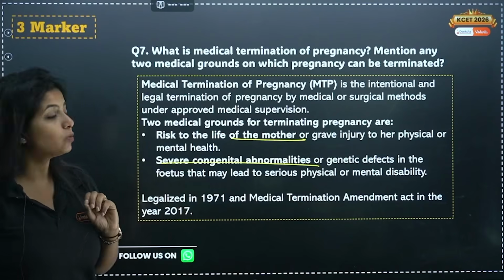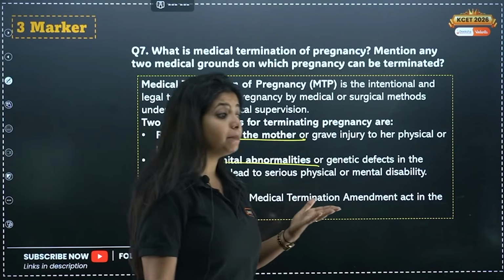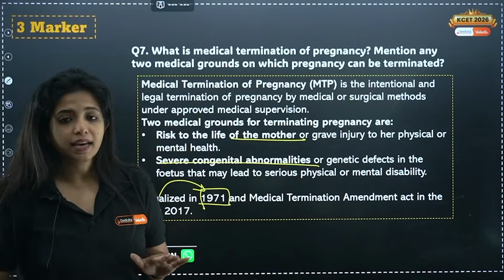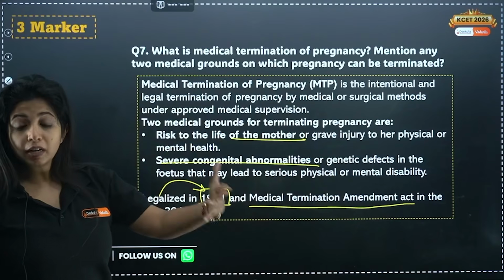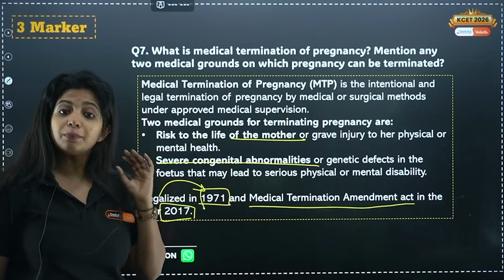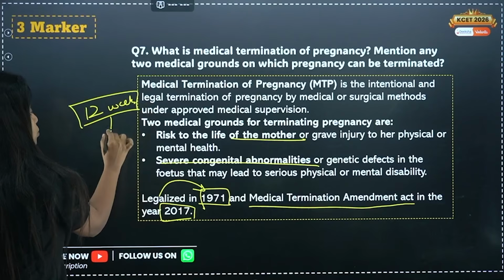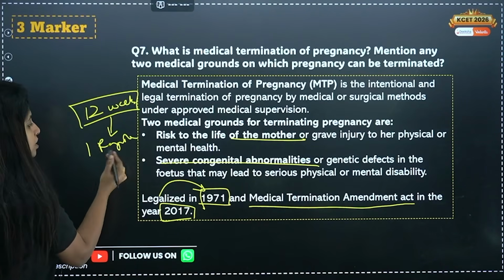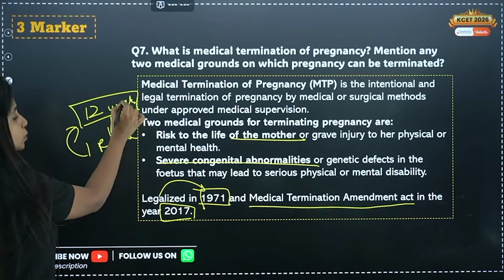You need to remember a few things. It was legalized in the year 1971, but people started misusing it after amniocentesis. There was an increase in female feticide, which is why there was a Medical Termination of Pregnancy Amendment Act put in place in the year 2017. According to that, if a person is 12 weeks pregnant, you need to have permission from at least one registered medical professional. But suppose it is 12 weeks, what does that mean? 3 months.